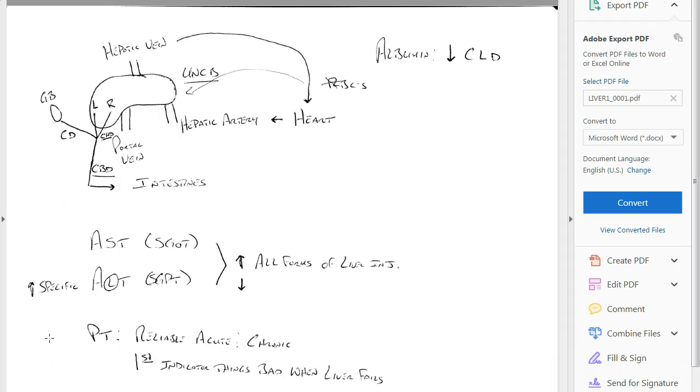PT-INR. We commonly think of them as coags, right? Measuring clotting factors. Believe it or not, PT-INR is one of the most reliable and one of the most important indicators when talking about liver enzymes. It is actually a liver enzyme. We use it to measure clotting factors, but it's a liver enzyme. Why do we use it to measure clotting factors? Because clotting times require enzymes that are made within the liver.